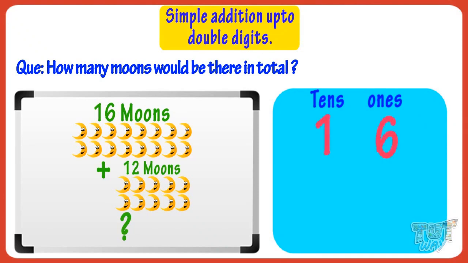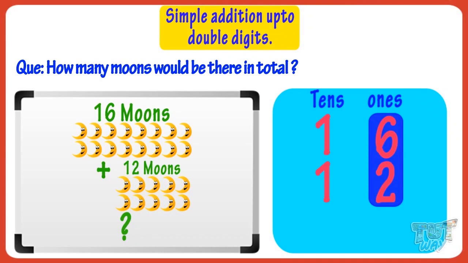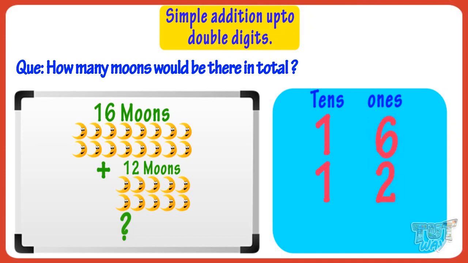1 is in the tens place. 6 is in the ones place. Now, take the other number. That is 12. 2 is in ones place. So write it below 6. 1 is in tens place, so write it below 1.